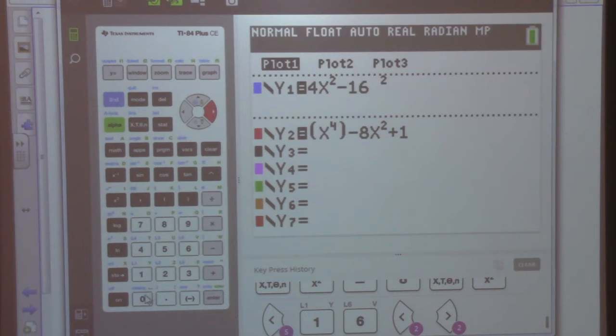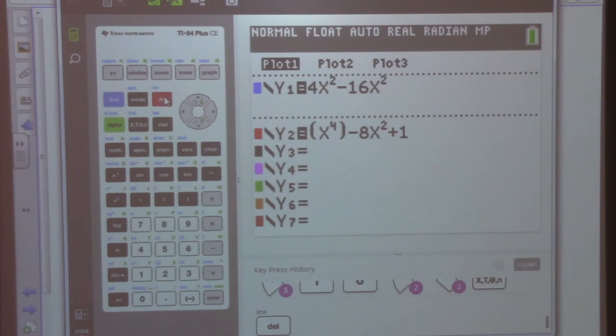Let me just do this first. Delete. Oops, I gotta delete up here. Delete, and then this needs to be cubed, right? Yes. And then it would be good. Okay, so now we have it.